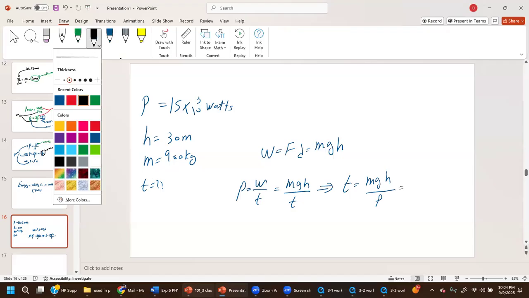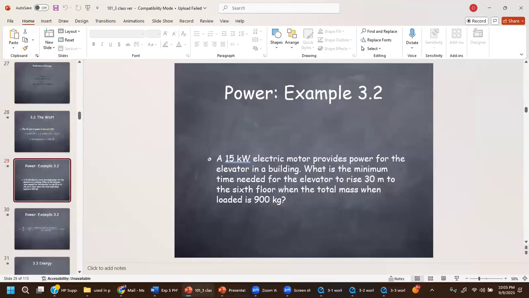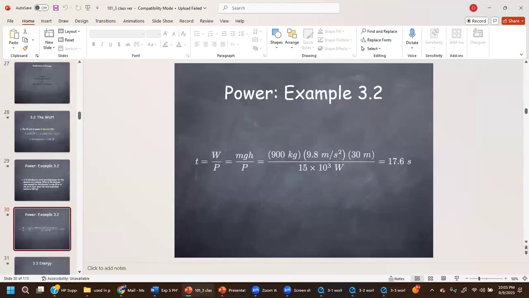Your 900 for our mass, 9.8 for our gravity, which is a constant, and your height, which is 30 meters. Divide that by 15 times 10 to the 3. And plug it in. That means your t should equal 117.6 seconds. Let's go ahead and check our answer. Yep, we get 117.6 seconds.